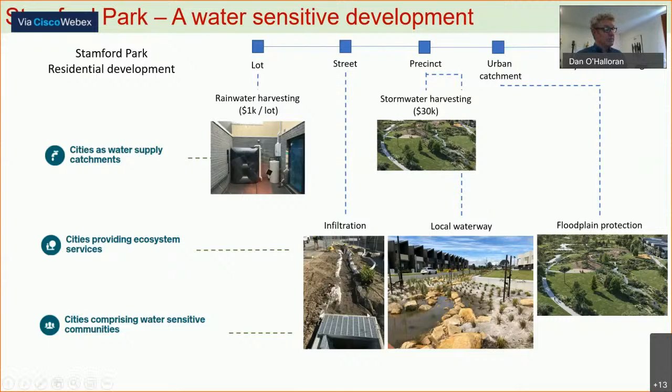Providing ecosystem services by supporting the trees in the area, having a local waterway that again will provide some localised habitat and also floodplain protection there as well, and a nice integration between the development and the natural environment around it. And also the water sensitive communities where the people are introduced to these assets, and particularly the local waterways, so they can dangle their feet in that pond and understand and learn where that water is coming from.